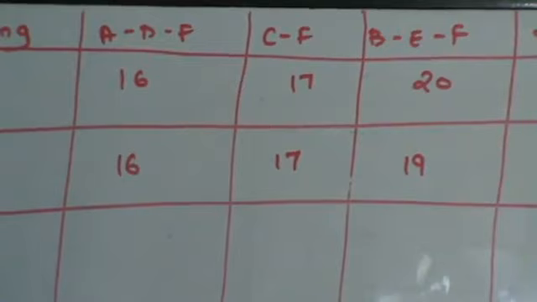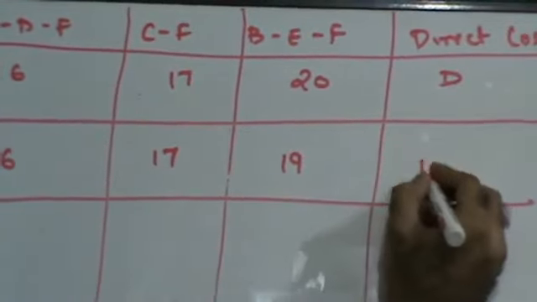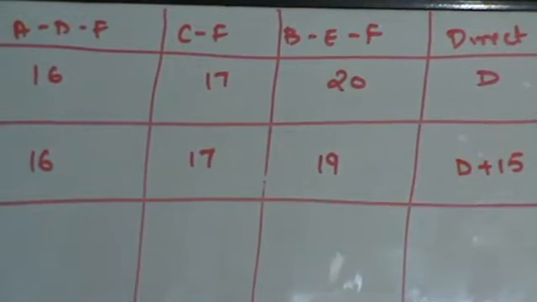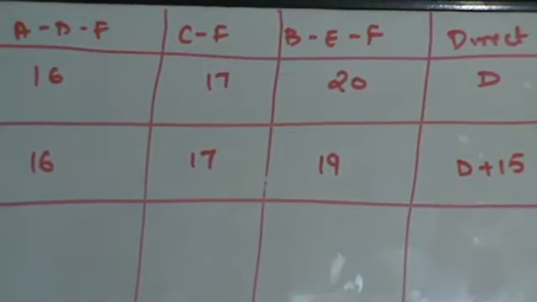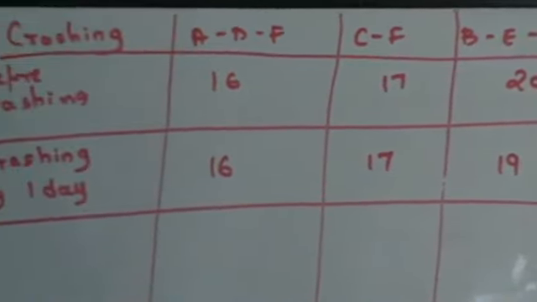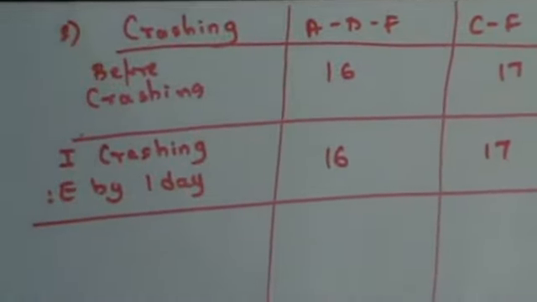So my cost will now become D plus 15. So why D? We had assumed the base cost to be D. Now to crash that I have to pay 15 rupees more, so D plus 15. Now we know that E can be crashed by 4 days.